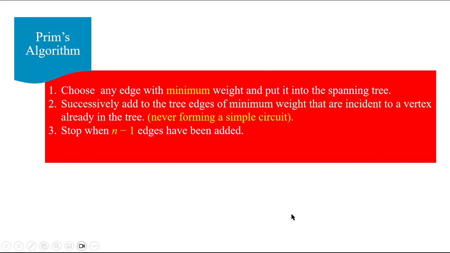Prim's algorithm. Prim's algorithm chooses any edge with minimum weight and puts it into the spanning tree. Like the same we did before. That's one of them now. Now successively add to the tree edges of minimum weight that are incident to a vertex. I mean connected to a vertex already in the tree, never forming a simple circuit. Stop when n-1 edges have been added.